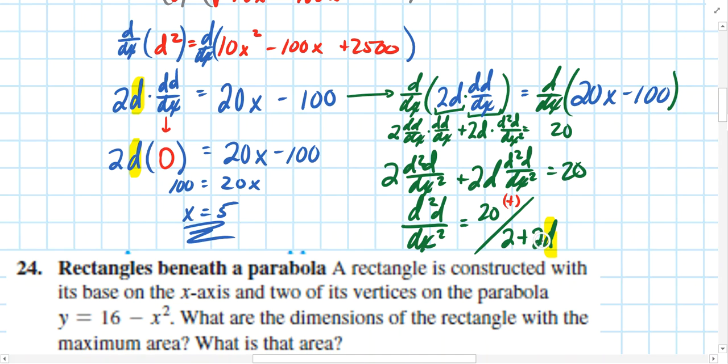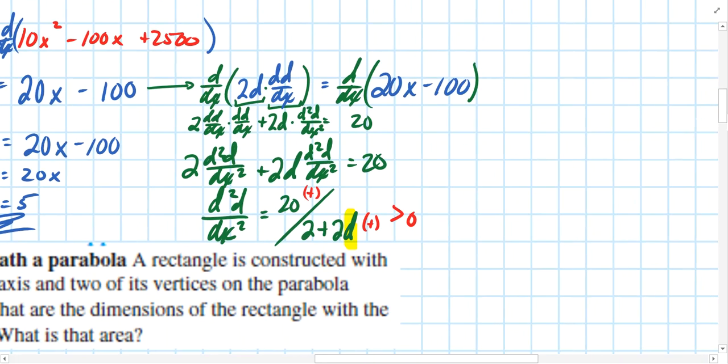positive value, so 2 plus twice that distance is also going to be a positive value. And when I have a positive number divided by a positive number, I end up with a positive result. It's going to be greater than 0. And so that's enough to confirm that a minimum has been found.